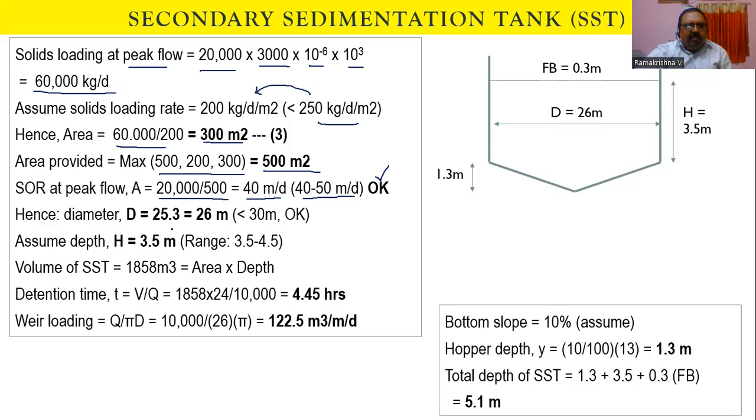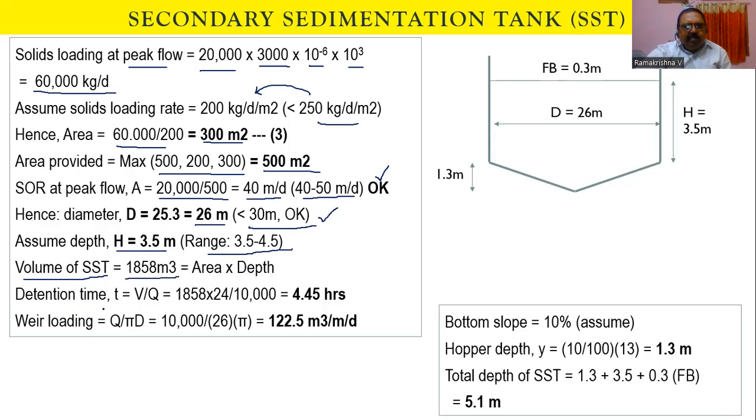Now the diameter we are calculating for 500 meters square comes out to be 25.3. Let us assume we round it off to 26 meters, so that the maximum permissible diameter is 30 meters. And the range of depth, if you look at, is 3.5 to 4.5, so I'm assuming 3.5. So now let us calculate the volume of the secondary sedimentation tank. Area multiplied by depth, pi by 4 d square into h, comes out to be 1858 meter cube.